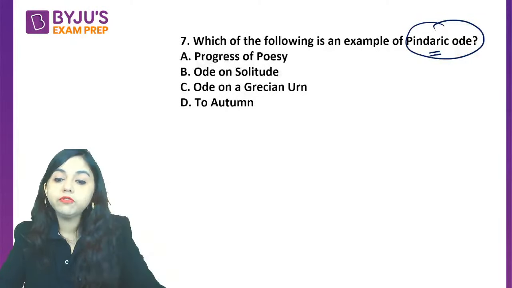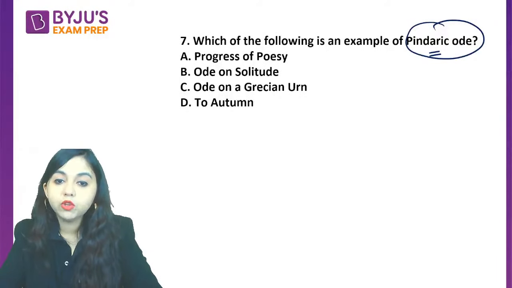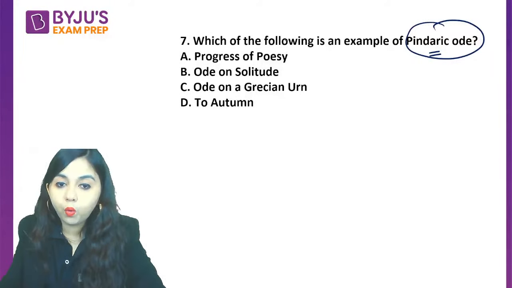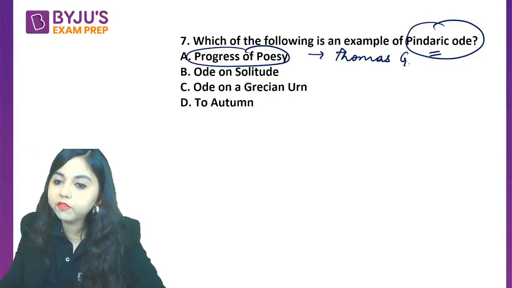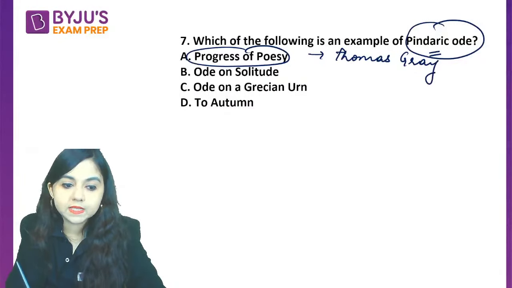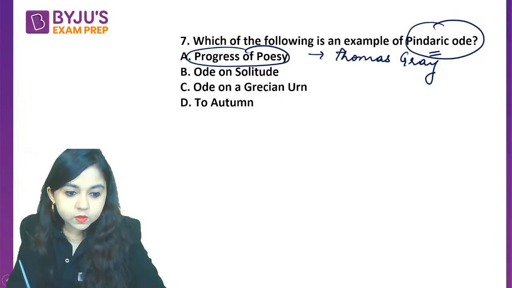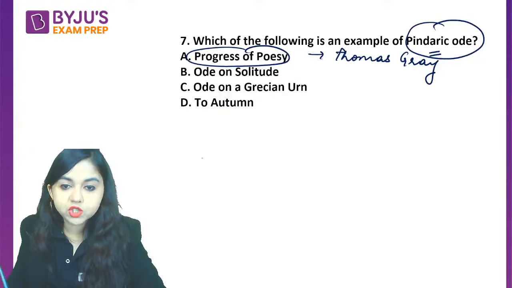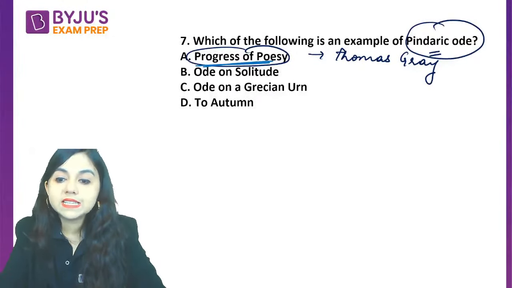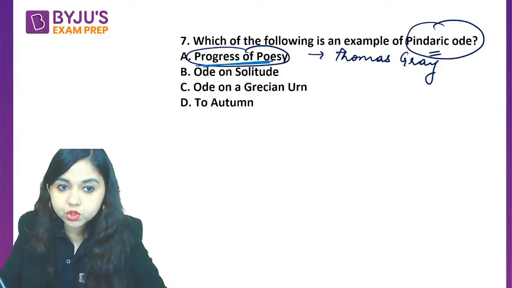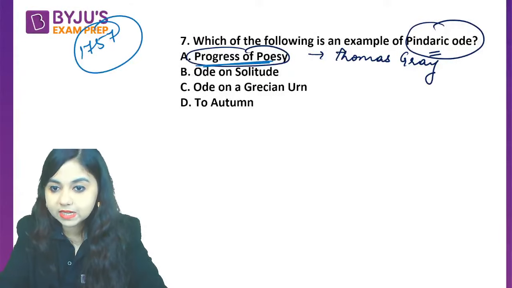Progress of Poesy, 1757, by Thomas Gray, is an example of Pindaric ode. Thomas Gray is also a graveyard poet. The graveyard school of poetry is also an important aspect that we are able to look at. He is famously termed a graveyard poet. So you should also know the publication dates. 1757 is when it's coming.